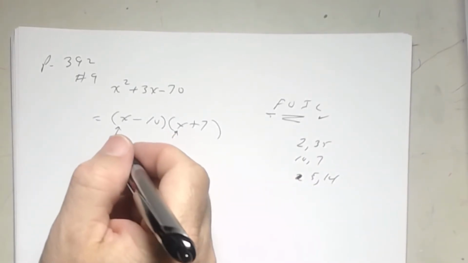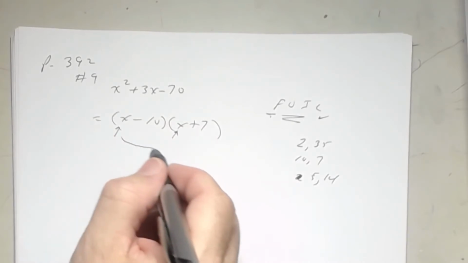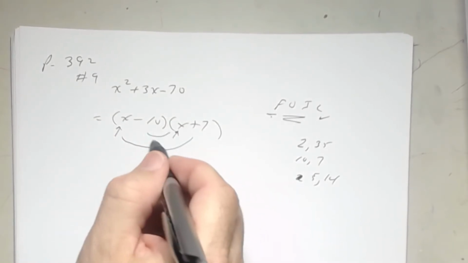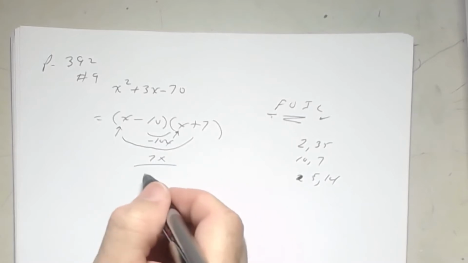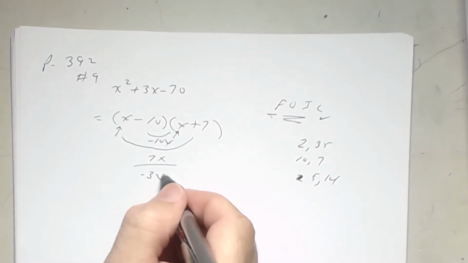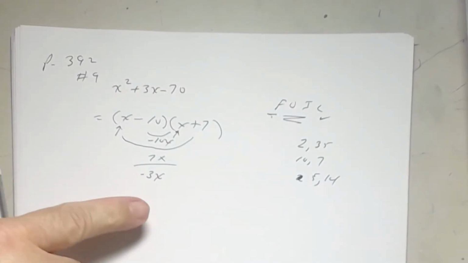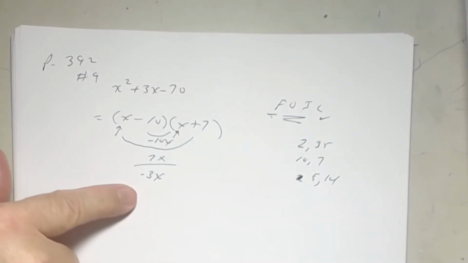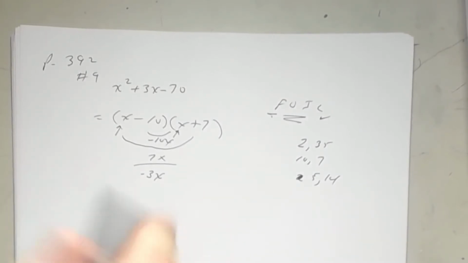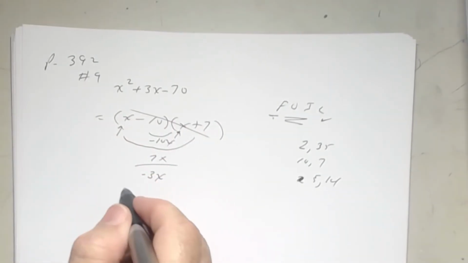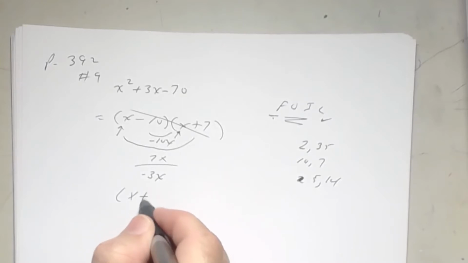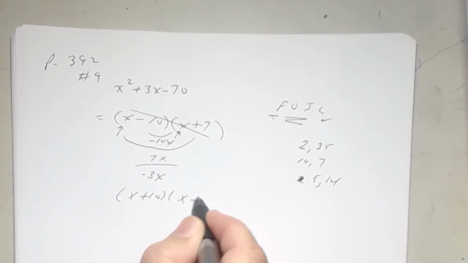So that's what you've got to do now. What's the outer? 7x. What's the inner? Negative 10x. When I add them up, what do I get? Negative 3x. Is that what you wanted? No. But it only differs by what? The sign. So since it only differs by the sign, just switch the signs. So in other words, instead of saying x minus 10, you're going to say x plus 10 times x minus 7.